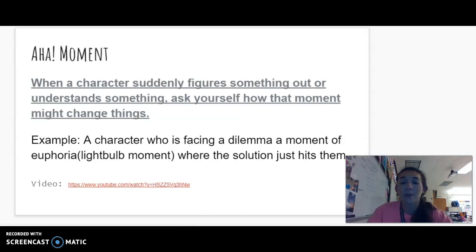Another signpost for foreshadowing is an aha moment. This is when a character suddenly figures something out or understands something. Ask yourself how that moment might change things. For example, a character who is facing a dilemma has a moment of euphoria, a light bulb moment when it goes off in their head, where the solution just hits them. They all of a sudden know exactly what to do. That is your aha moment, and that's oftentimes when a story completely changes. It is near the climax, because the character has come up with a solution for their major problem.